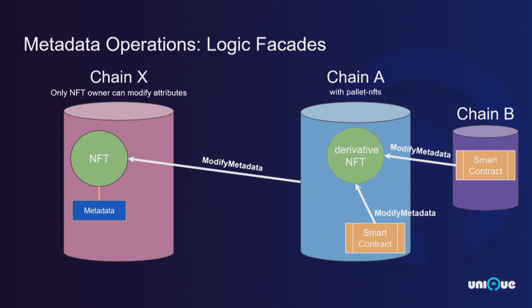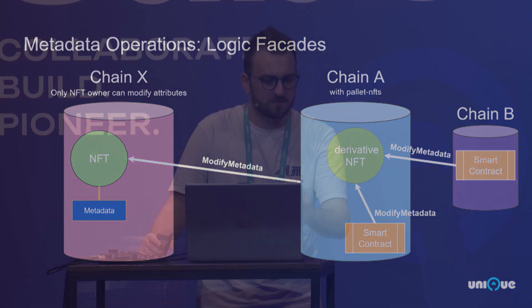One note, in this example, the Pallet NFTs provides the approval logic, but it could be another pallet with similar capabilities. So by transferring an NFT, we obtained a facade logic for the NFT located on chain X. And that's one of the possible reasons to transfer NFT assets, even when we have these additional metadata-related XCM instructions.